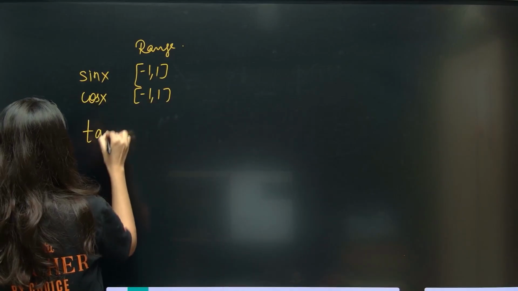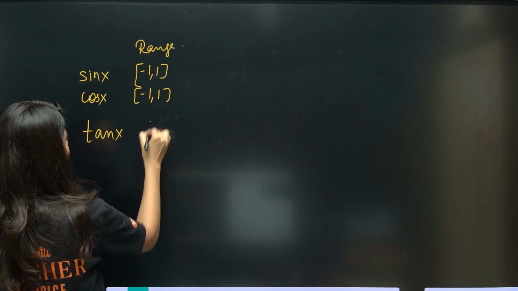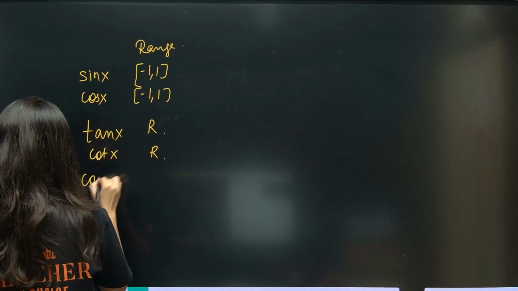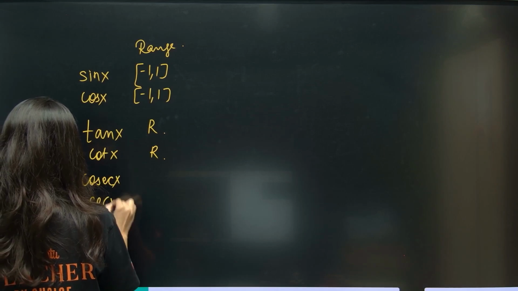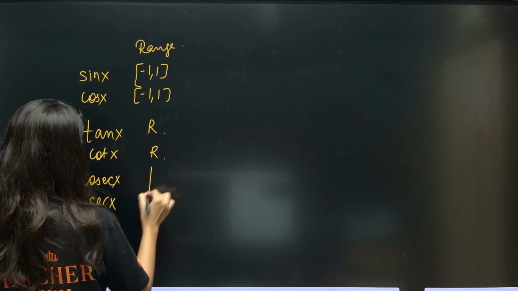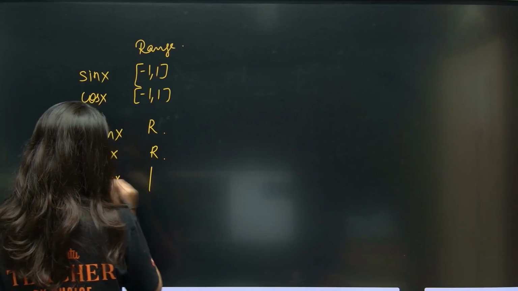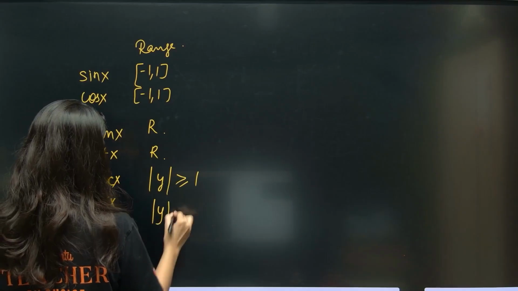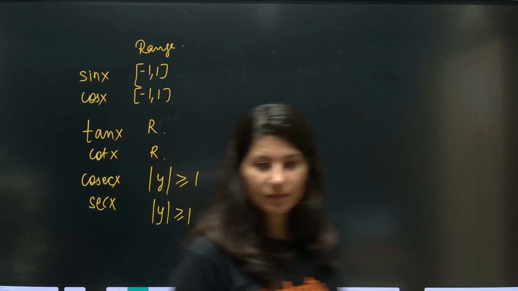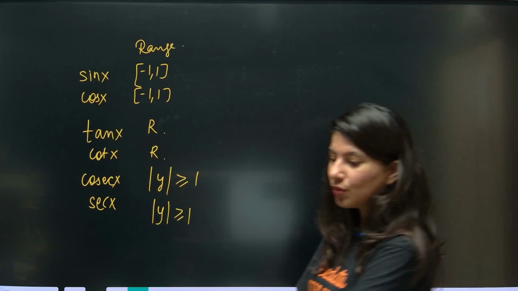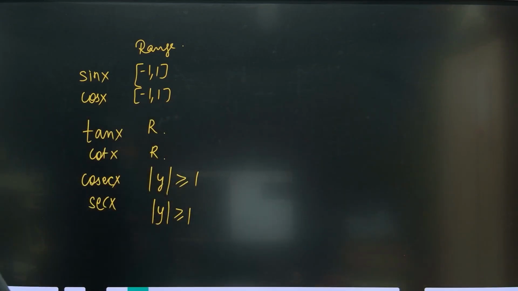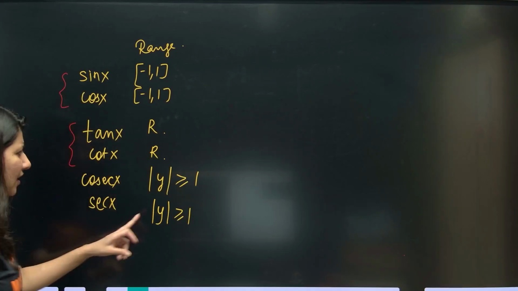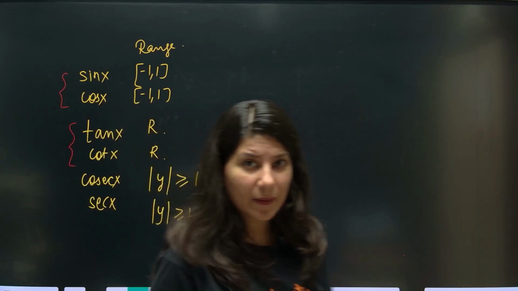Okay, tan x. Tan x ranges over all real values, cot x also ranges over all real values. Then cosec x and sec x. The range will be what? Magnitude of y, sorry, mod of y greater than 1. Here also mod of y greater than 1. See, all these ranges, who doesn't even remember this range? I think for sin x, cos x everybody will remember. Tan x, cot x, cosec, sec.